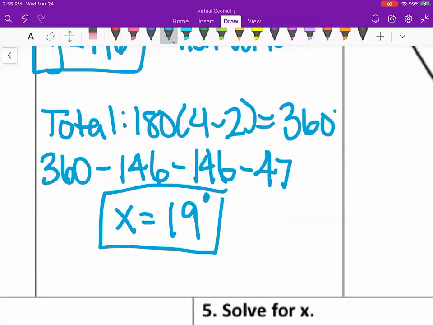Oops. Sorry, let me double check, make sure. 360 minus... 21. Sorry, 21 degrees. X is 21 degrees. All right, let's try another one.